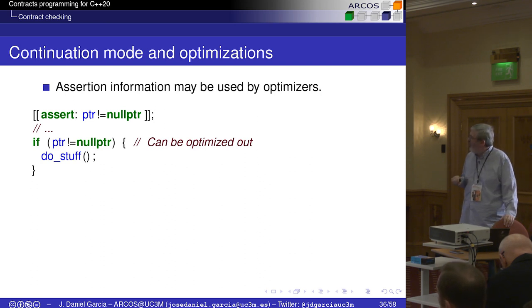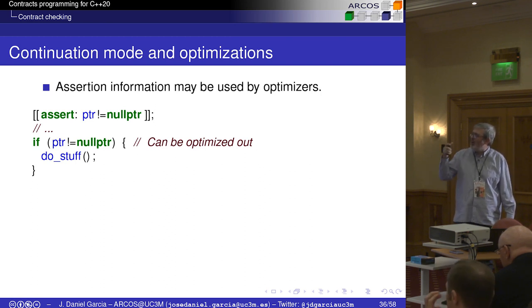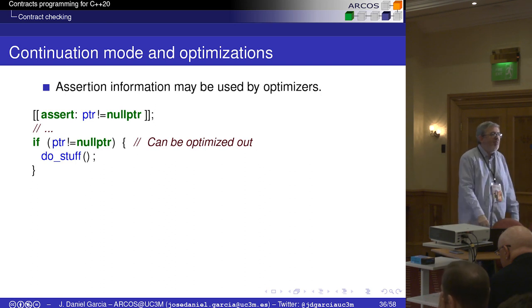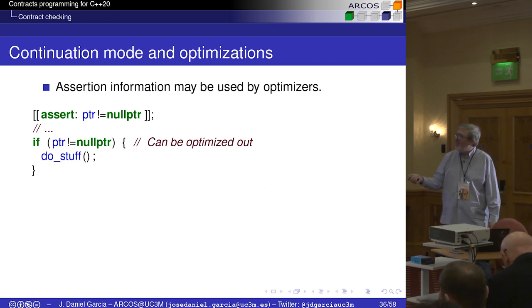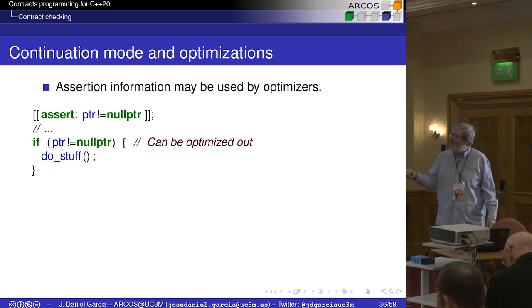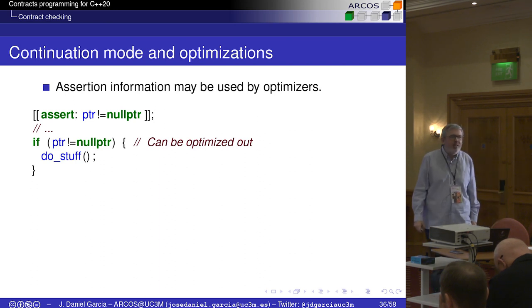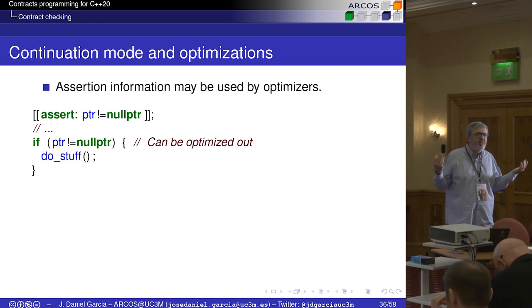So, assertion information may also be used by optimizers. Here I have an assertion that the pointer is different from null, and let's say 12 lines later, I have "if pointer is different from null, do something." Now, a compiler with the proper optimization level could eventually optimize out all this code, because a valid program is never going to reach here with a pointer different from null. So it can optimize out this kind of code. Now, that is tricky.